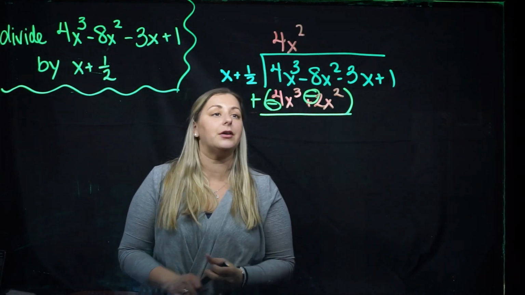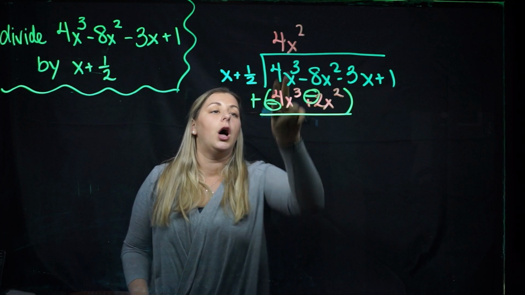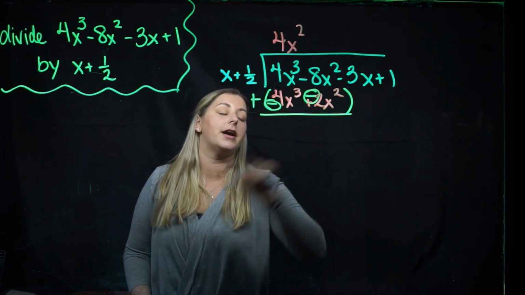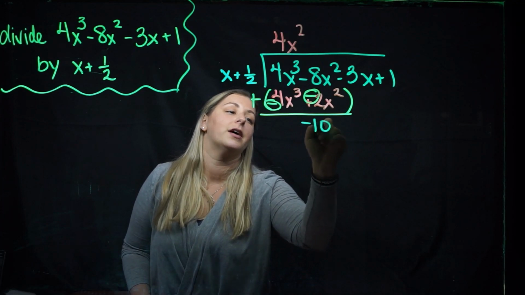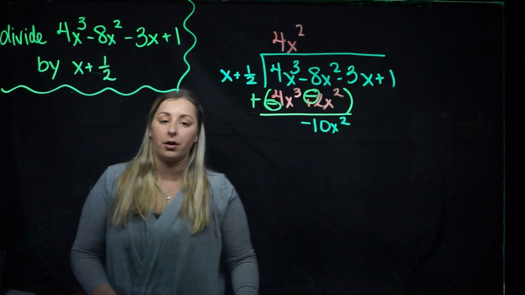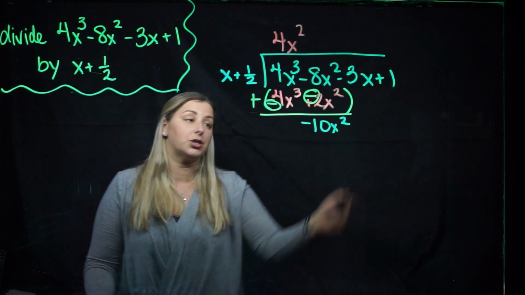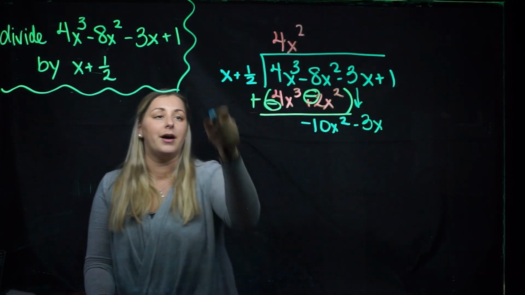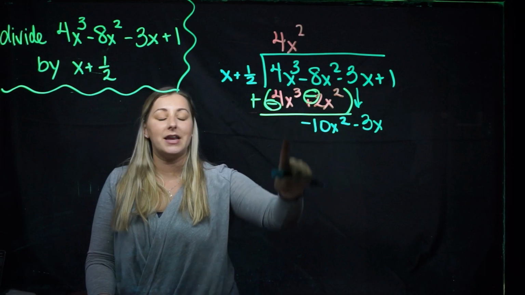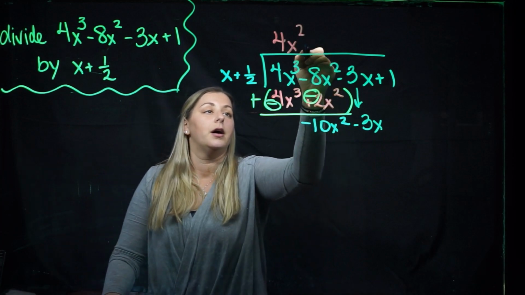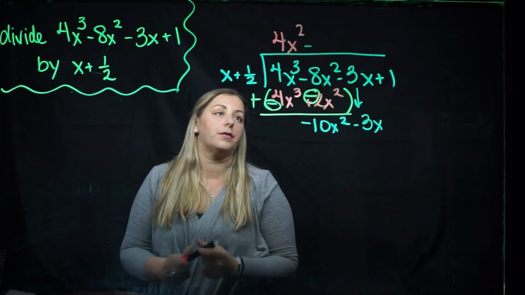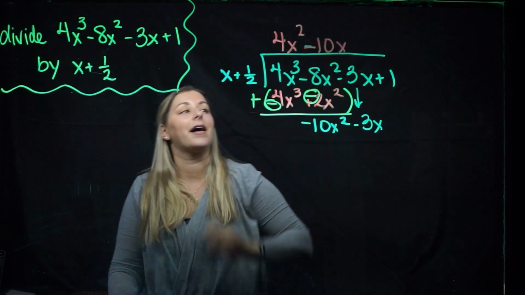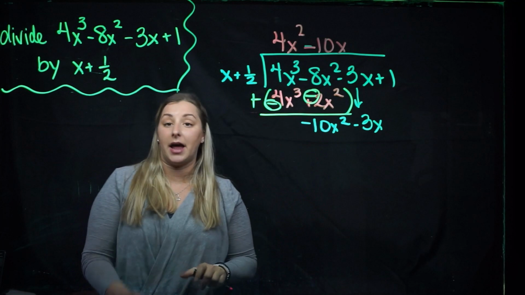Now, when you add straight down here, we know that the first terms are going to go away, and we've got a negative 8x squared and a negative 2x squared, which is a negative 10x squared. We then want to go ahead and bring down the next term. So bringing down the negative 3x and then starting over. x times what is negative 10x squared? And that's negative 10x, which gives us negative 10x squared.